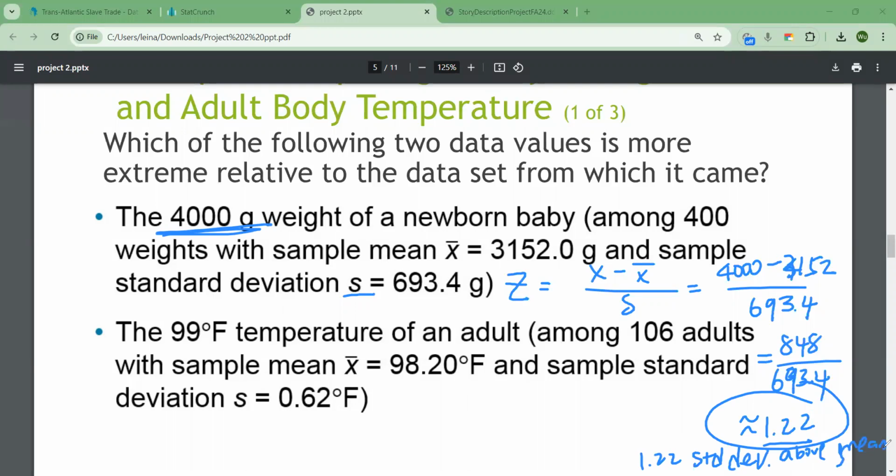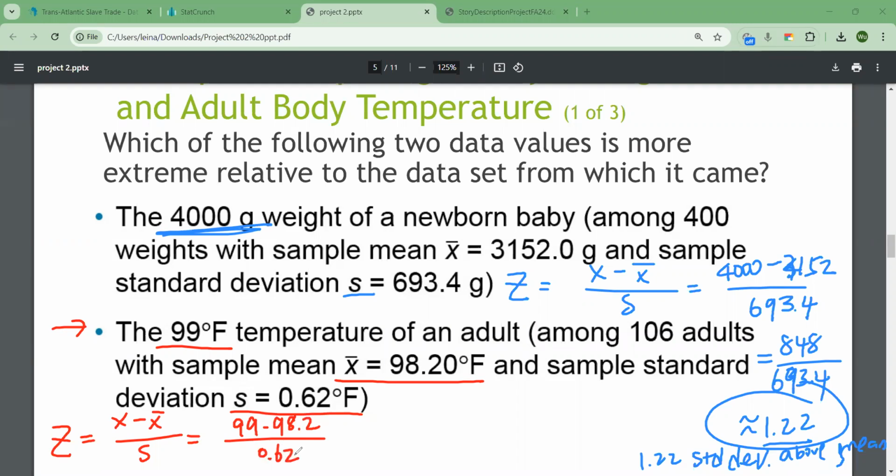Above the mean. Okay. And similarly, we can calculate this 99-degree Fahrenheit temperature in this data set with x bar 98.2 and standard deviation 0.62. So its z-score is x minus x bar divided by s, which is 99 subtract 98.2 divided by 0.62. If you do the calculation, we'll get 1.29 as the z-score. So this is 1.29 standard deviations above the mean.